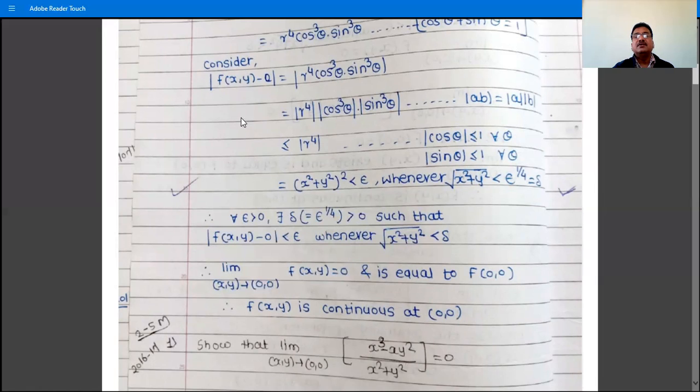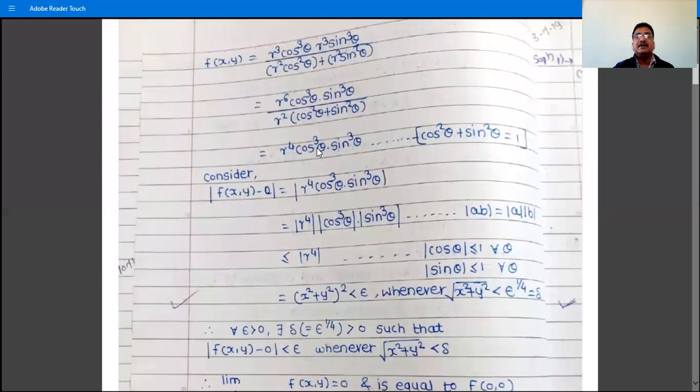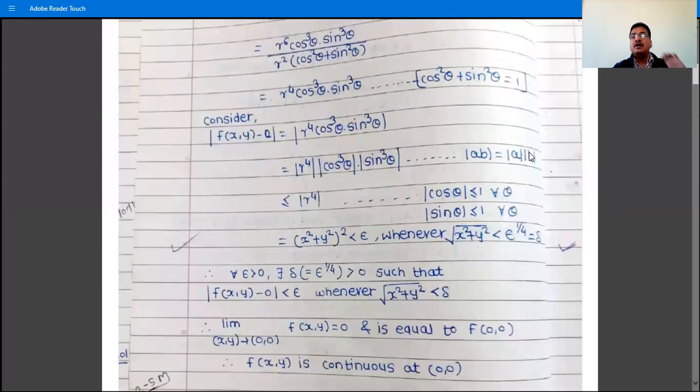And for this, we start with mod f(x,y) minus 0, and then its value f(x,y) in polar form. This separates the mod, because mod of a into b into c is mod a into mod b into mod c. The largest value of mod cos cube theta and mod sin cube theta is 1. So write less than or equal to here, don't write an equal sign, because 1 is not the actual value of this quantity, it is the largest value, the upper limit.